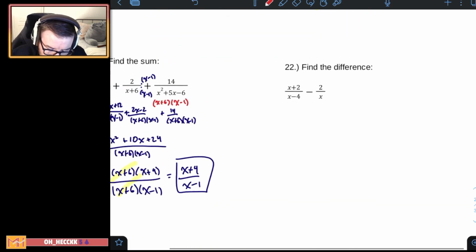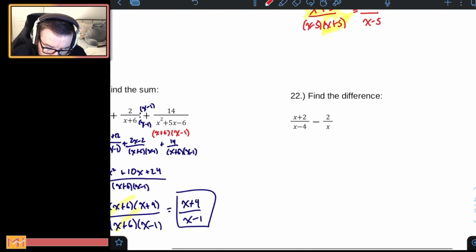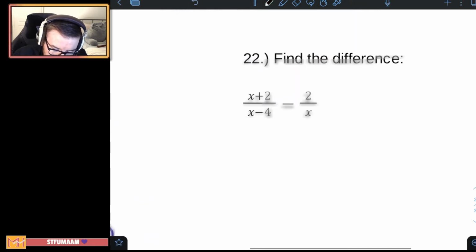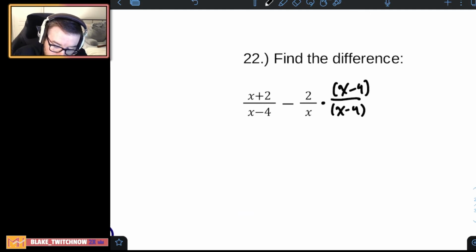Last subtraction one here. Find the difference. Nothing alike about these denominators, so we need to multiply by x minus 4. There's no factoring to do, so that's nice. Makes the problem a little quicker.